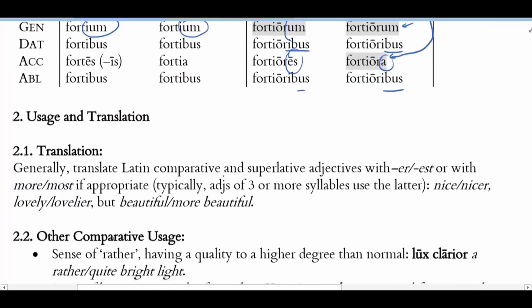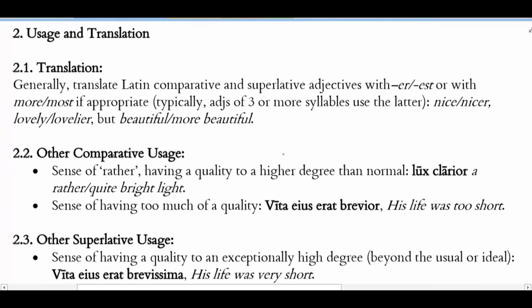Okay. Now let's talk about usage and translation here real quick. Generally, when we translate, we want to translate Latin comparative and superlative adjectives with the suffix er or est, or with more or most in front of the positive form, if appropriate. Now, a lot of people don't realize what the typical English rule is for when you use er versus more something, or est versus most something. So here's the basic rule of thumb. If the positive degree adjective is one or two syllables, we usually use er or est.